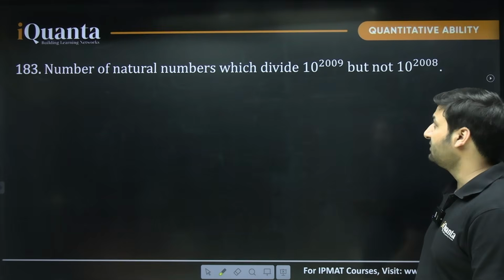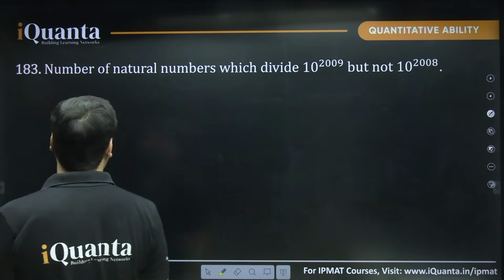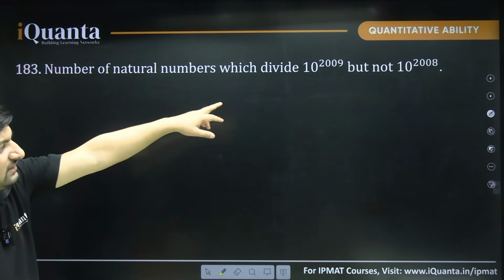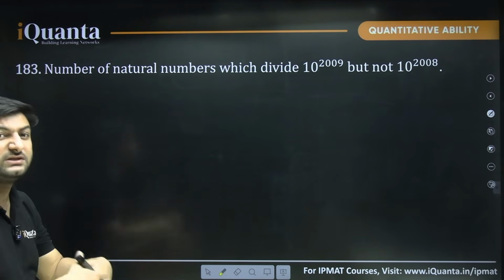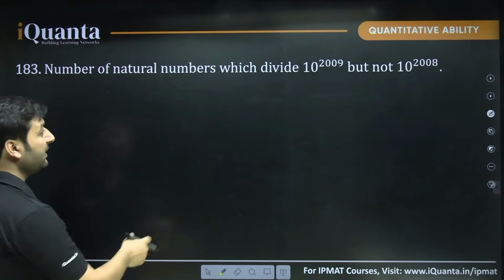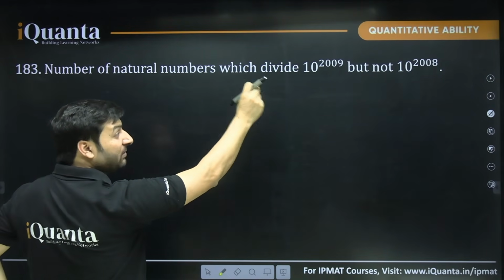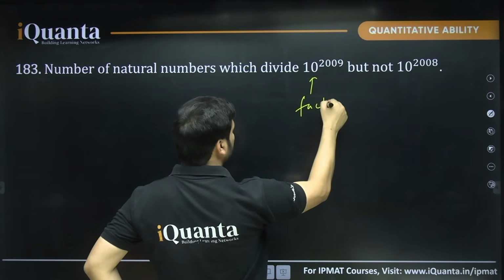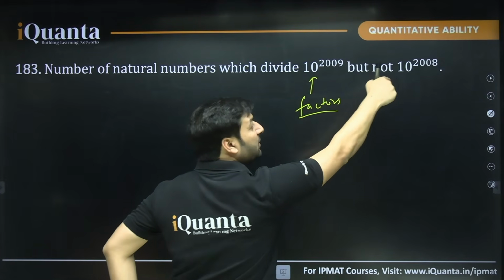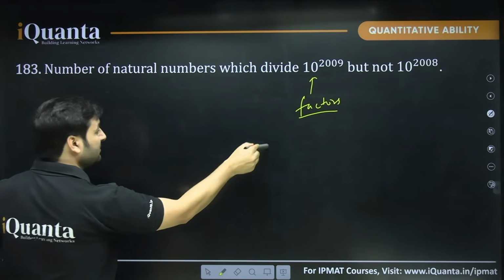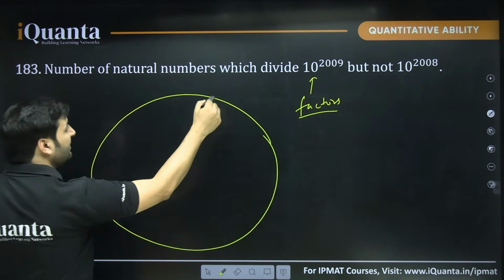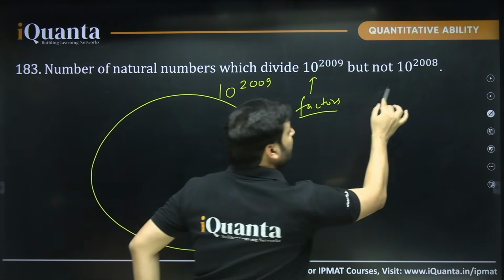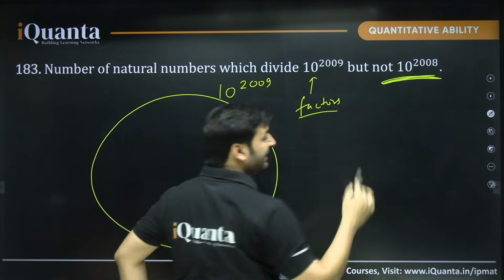Number of natural numbers which divide 10 to the power 2009 but not 10 to the power 2008. This is like a Venn diagram question, isn't it? Numbers which divide another number are called factors. So basically we are talking about the total number of factors which divide 10 to the power 2009. All of its factors will divide 10 to the power 2009, but not 10 to the power 2008. So think of it like this: these are all the numbers which divide 10 to the power 2009, and obviously we are looking for those which do not divide 10 to the power 2008.